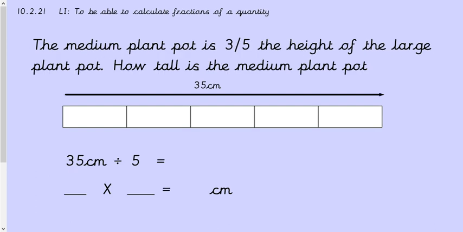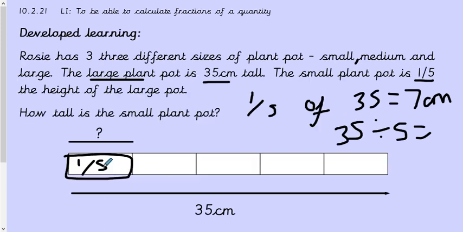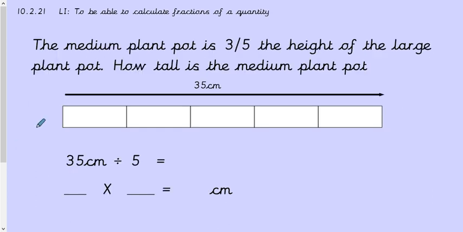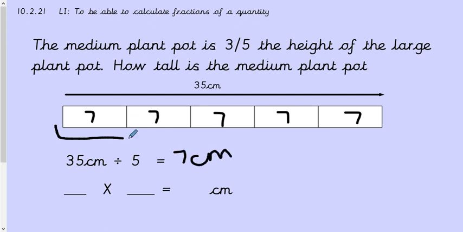The next part then says the medium plant pot is 3/5 of the height of the large plant pot. How tall is the medium plant pot? So we've already worked out what a fifth is. It's 7. So we know that each of these is worth 7 because we've just divided it into groups of 5. So 35 centimeters divided by 5 is 7 centimeters, but we need to do 3/5. So you could either do repeated addition, 7 add 7 add 7, or you could do 7 times 3, which is 21. So therefore the medium plant pot is 21 centimeters tall.